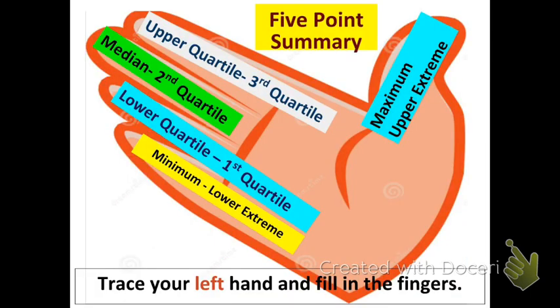On the back of page 29, you're going to trace your hand, spread it out, and this is how we're going to help ourselves remember these five parts. Once you've traced it, inside of each one I want you to write what's here. So your thumb is the maximum or the upper extreme, then upper quartile, third quartile, median, second quartile, and so on. Go ahead and trace your left hand and fill in the fingers. I'll give you a couple minutes to do that. All right, now you can use your hand to practice that.